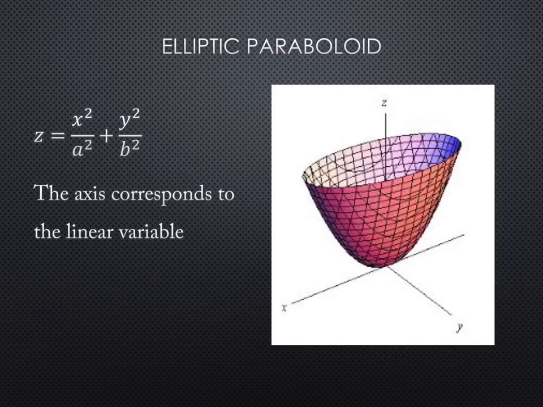All the other ones so far have had all of our variables squared. This one does not. And while you could put the z on the same side with the x squared and the y squared, that'd be fine. It still wouldn't be squared. So whichever variable is not squared, that's the axis we're centered around. So the linear variable is the axis we're centered around.